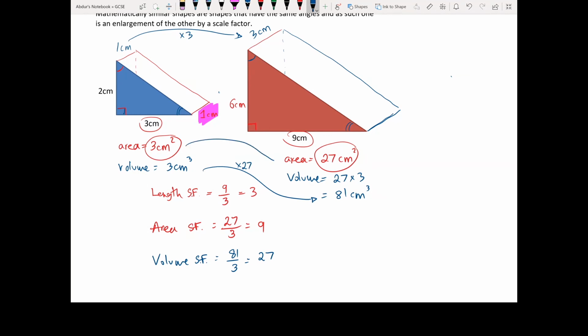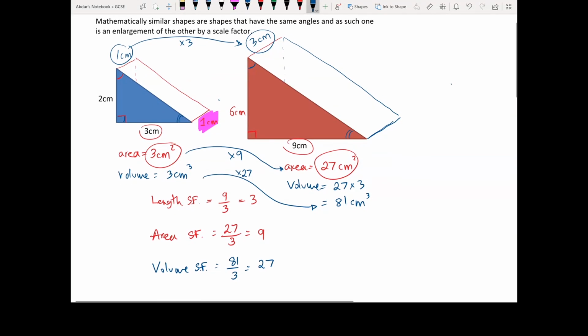If I want to go from one area to the other, I'd have to times by 9, which is my area scale factor. And if I want to go from one length to the other, I'd have to times by 3, which is my length scale factor. So there I have my length, area and volume scale factors, which are the things that we are going to be asked questions on. Now, there is a link between the length, area and volume scale factor, which we should now be able to see.